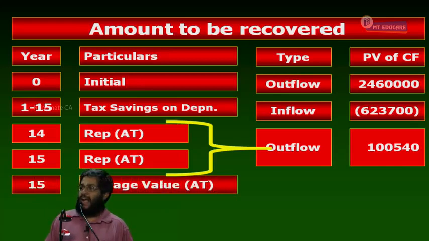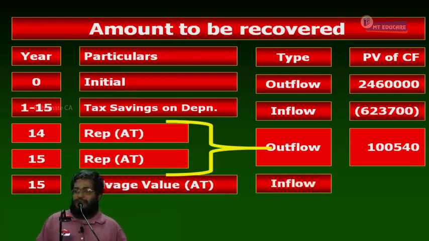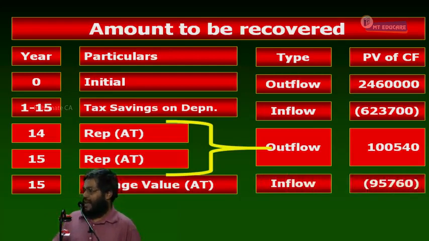Salvage value after tax. Any amount received, we have to pay tax on now. Salvage value after tax, is it an inflow or outflow? It is an inflow. I want a number. What is the number? 95,760. If you knock off everything, what is the amount to be recovered from the lessee?